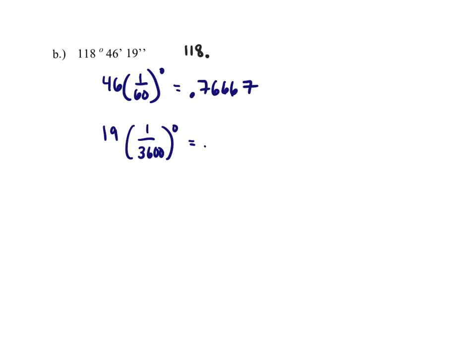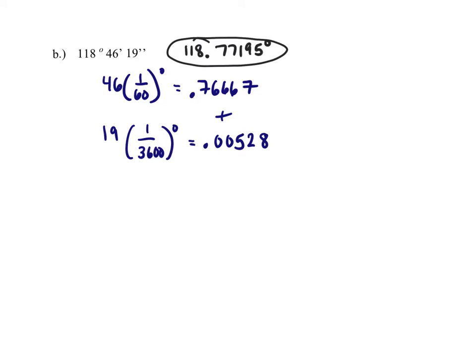And then 19/3600 is going to be 0.00527 repeating, so we'll just say 8. And then we'll just add these two together. So 0.7667 plus 0.00528 is going to give me 0.77195 degrees. So again, 118 with the minutes and seconds, just slightly bigger than 118, less than 119.